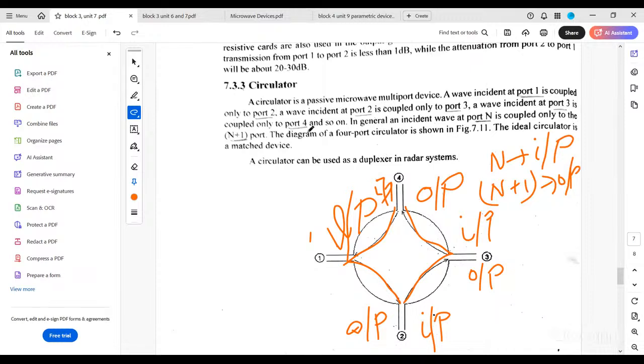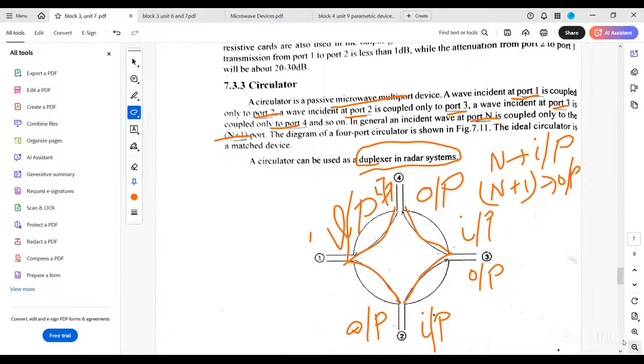What is given in the first paragraph? A circulator is a passive microwave multi-port device. A wave incident on port 1 is coupled only to port 2. A wave incident at port 2 is coupled to port 3. A wave incident at port 3 is coupled to port 4 only. So if the nth port is excited, the output is at the n plus 1th port. The diagram is shown in the figure. This is mainly used as a duplexer in radar systems. In radar systems, the circulator is used as a duplexer.